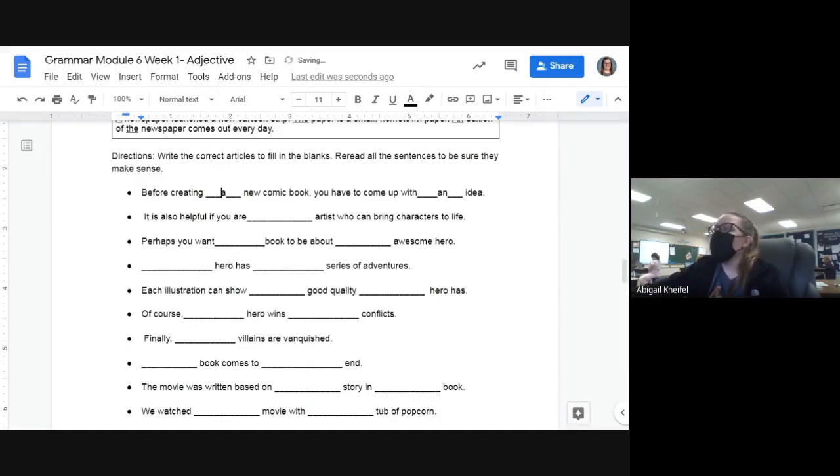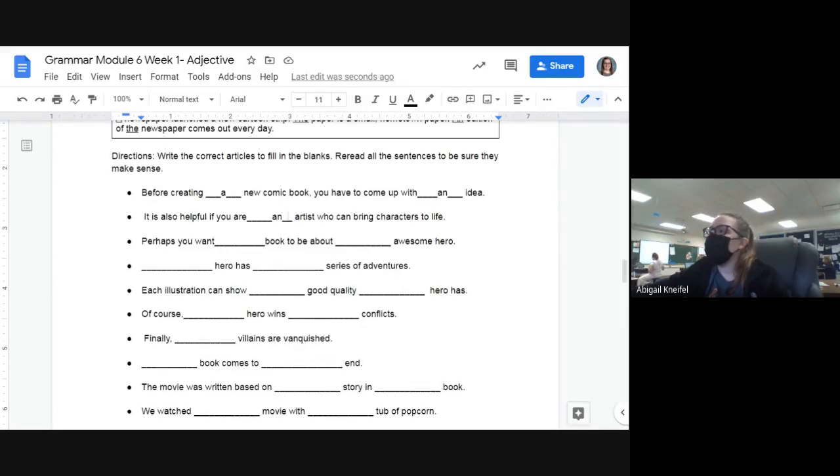Number two, it is also helpful if you are blank artists who can bring characters to life. It is also helpful if you are the artist who can bring characters to life, or is it also helpful if you are an artist who can bring characters to life? Zach. Yes, an, correct. If you are an artist, artist begins with a vowel, so it has to be an, not a.